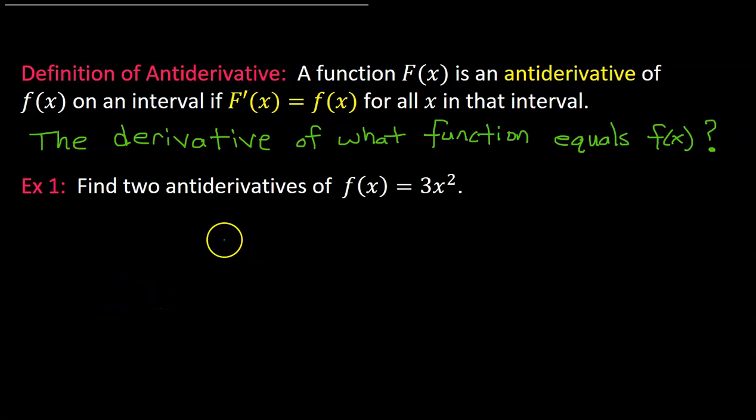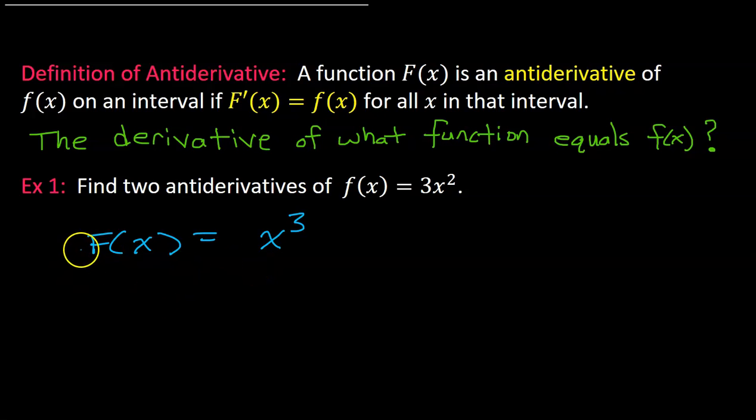Let me illustrate what I mean with an example. Find two antiderivatives of f of x equals 3x squared. To find an antiderivative, you have to answer the question, the derivative of what function equals f of x? So, what function will give me 3x squared if I take the derivative of it? Imagine the power rule. When you do the power rule, the exponent comes down in the front. So I see this 3 in the front. So maybe my antiderivative will be x to the third power.